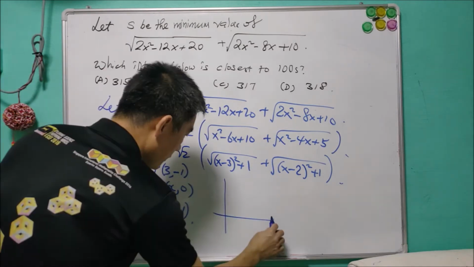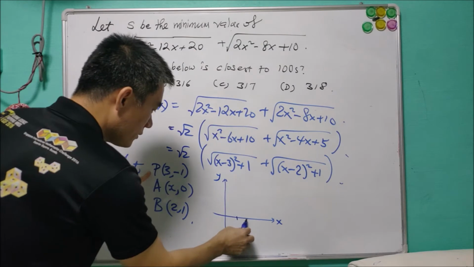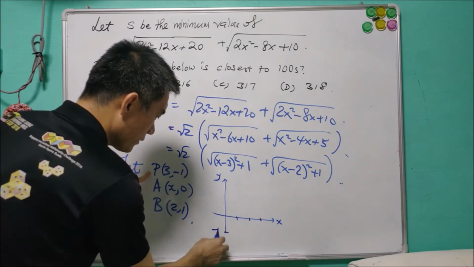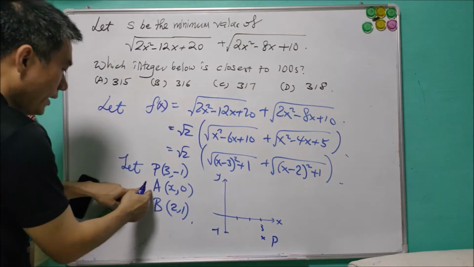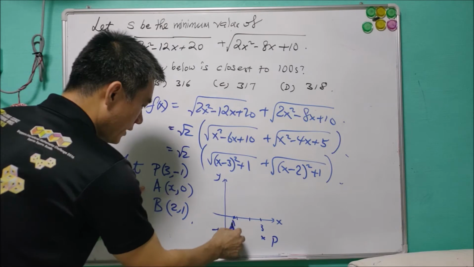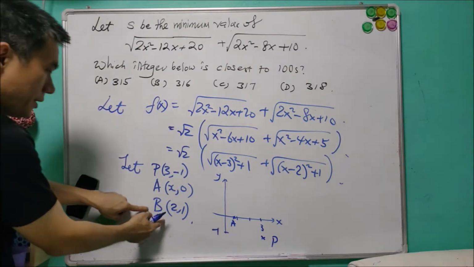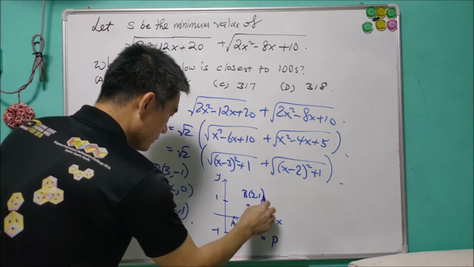Now we look at the xy coordinate. P is (3, negative 1), so this is P. This is a fixed point. A is (x, 0), so A is somewhere here. Let's say this is A, (x, 0). B is another fixed point, and this is B, (2, 1).